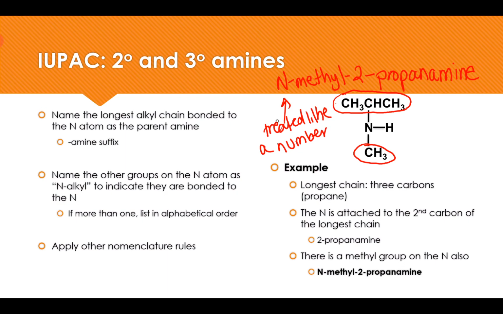That means that if there's more than 1, then you could do 2, N dimethyl. Like you can treat it just like it was a number. If there's more than 1 substituent on the nitrogen, then you're just going to alphabetize them. Those same nomenclature rules we learned before are still taking effect.